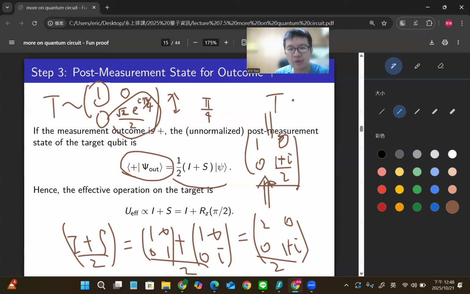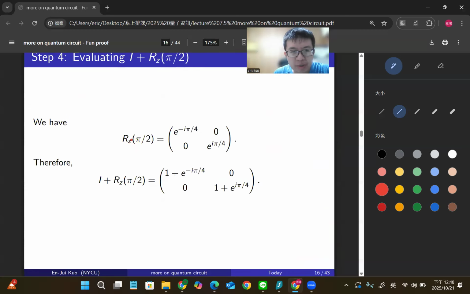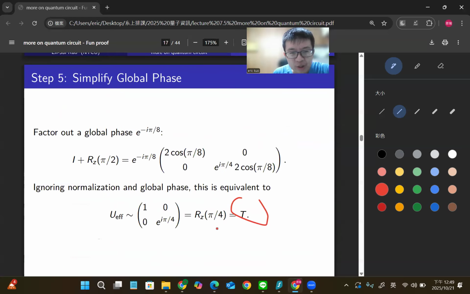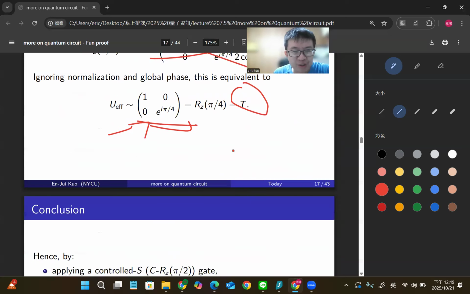Right? So remember the pi over 8 gate is defined to be 1, 0, 0, exponential i pi divided by 4. So I don't do the normalization carefully, but you can do a normalization. So you can see a relative phase between this guy and this guy, which is exponential i pi divided by 4, which is here. So this is the same as T gate. Okay. So yeah, you get a T gate.